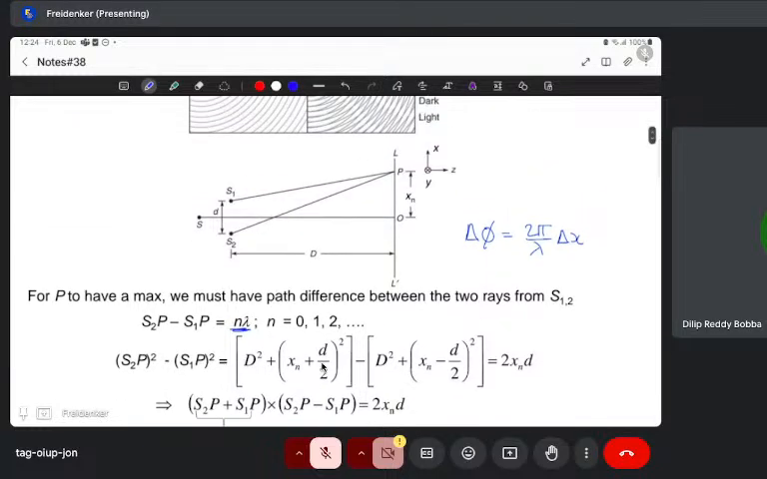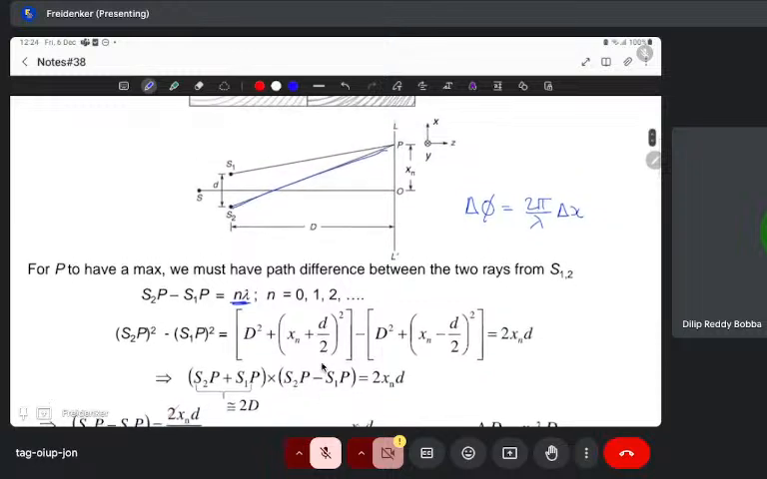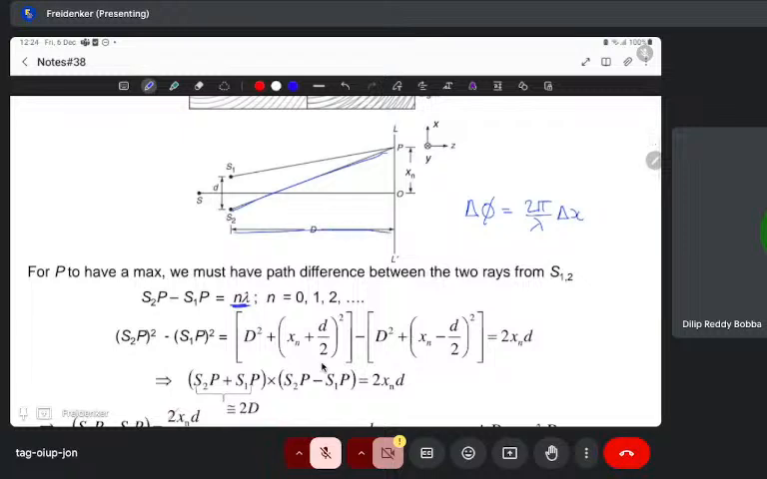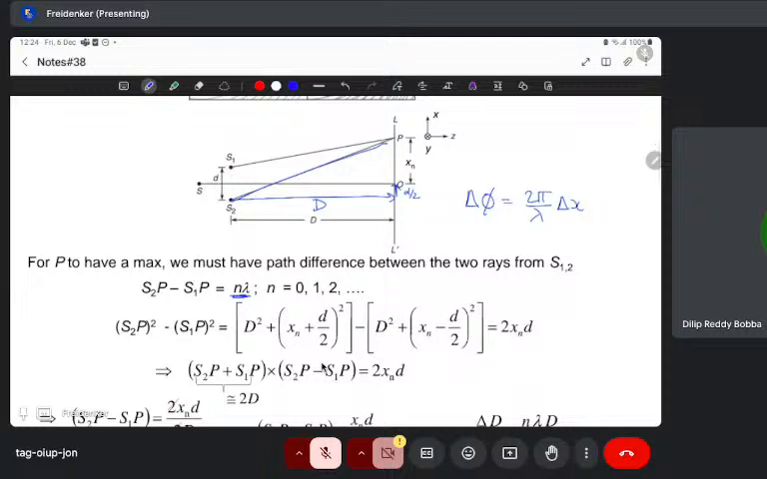What is S2P? S2P is D plus, this is D, this is D by 2, this is Xn. Okay. Are they using Pythagoras theorem? Yes, so S2P square is nothing but D square plus Xn plus d by 2 whole square minus D square. Okay, fine. They're using Pythagoras theorem.